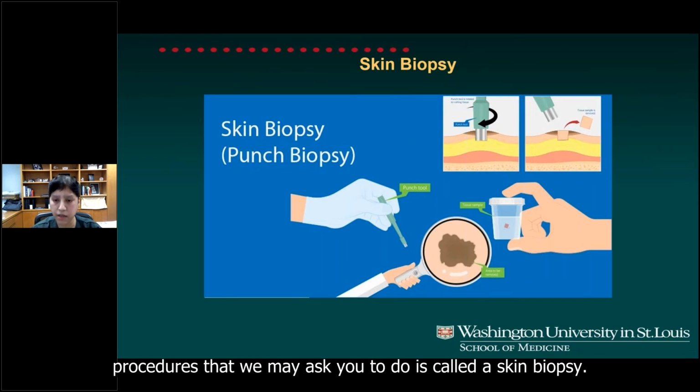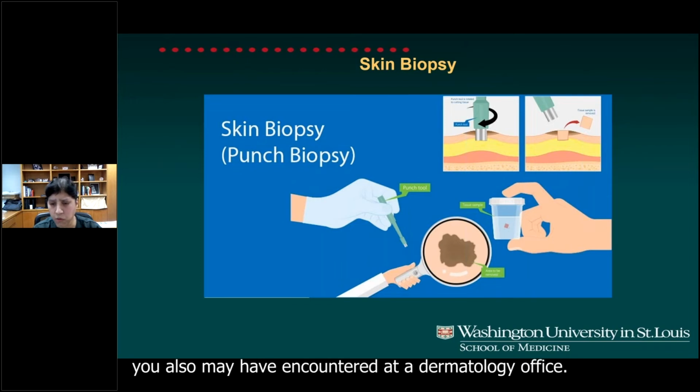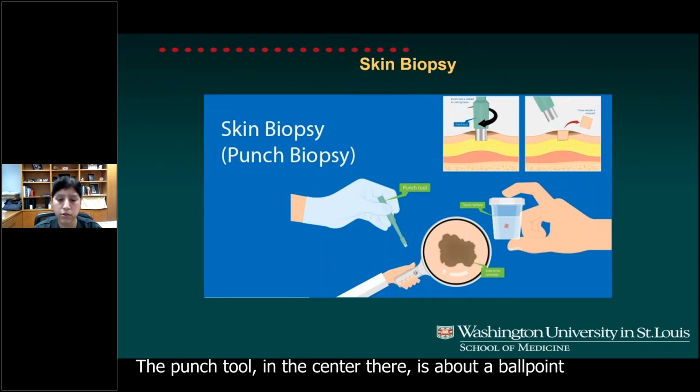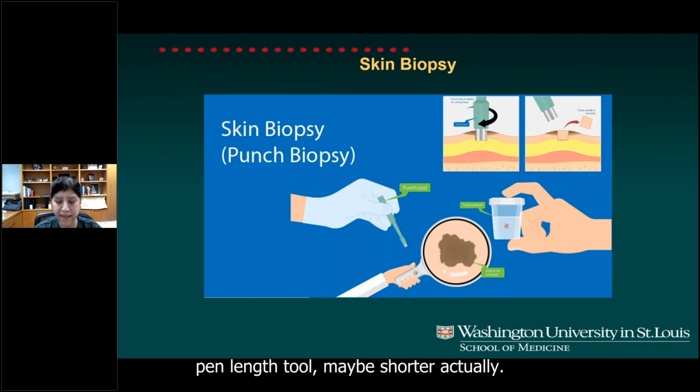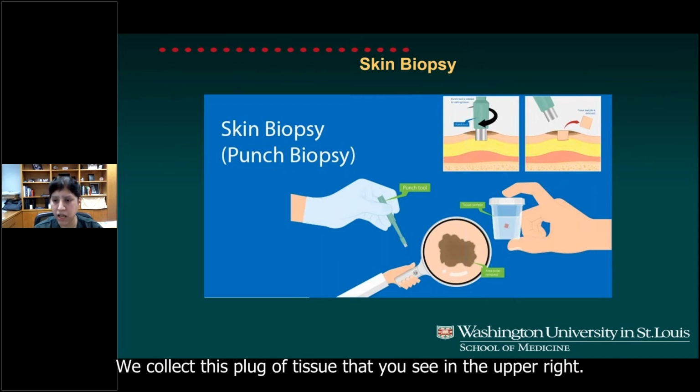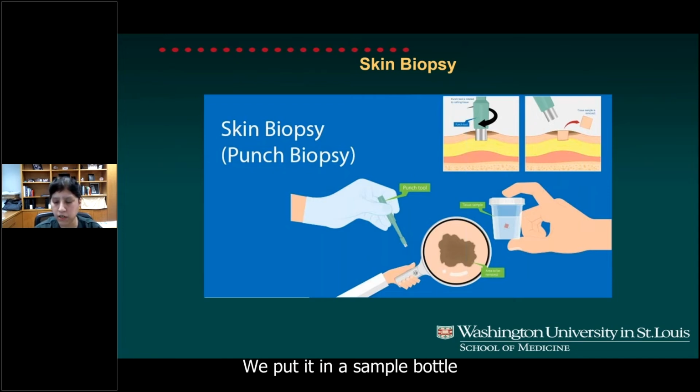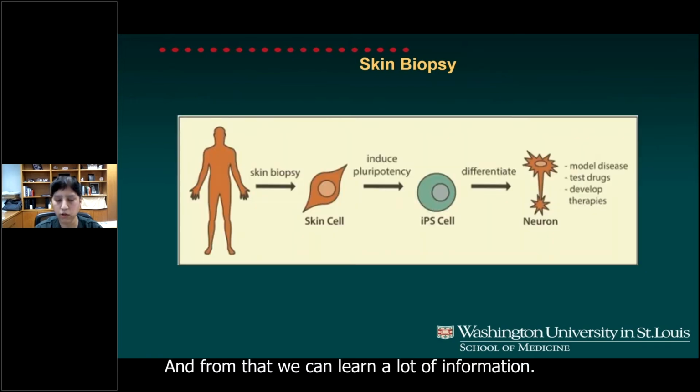One of the new up-and-coming procedures that we may ask you to do is called a skin biopsy. And here we're using something you also may have encountered in a dermatology office. So the punch tool in the center there is about a ballpoint pen length tool, maybe a little bit shorter actually. Here also we use some local numbing medicine. We're taking some skin tissue from the upper haunches, if you will, so your upper hip area, where we can spare a little bit of tissue and no scarring and things like that. It's cosmetically very minimally invasive, if you will. We collect this plug of tissue that you see in the upper right. We put it in a sample bottle that you see in the middle there to the right. And from that, we can learn a lot of information.